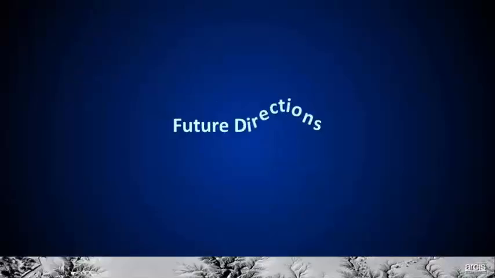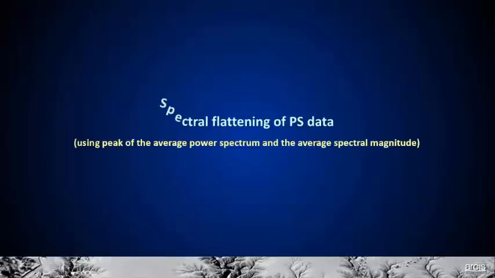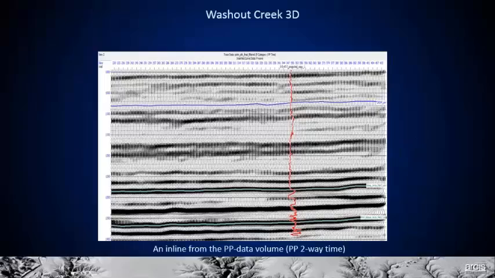Then a little bit about the future directions, the direction in which some of the work that we are doing here is going. The first one is to show you the spectral flattening of the PS data using the technique that we are using. It has to do with the generation of the average power spectrum and the average spectral magnitude. Based on that, we try to flatten the spectrum for the PS data.